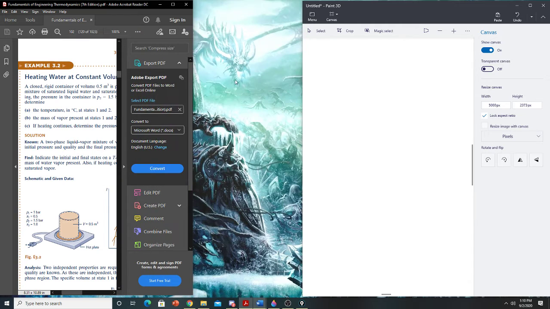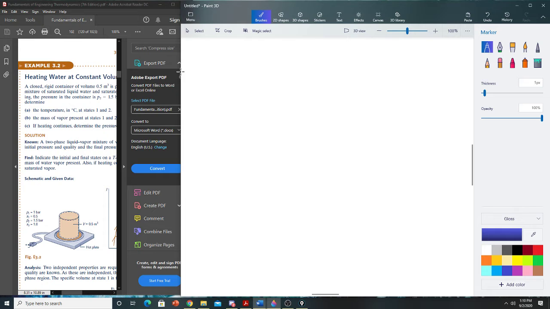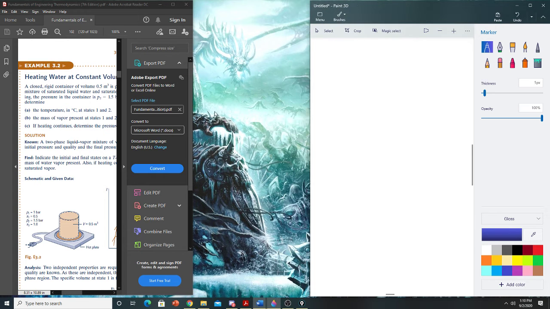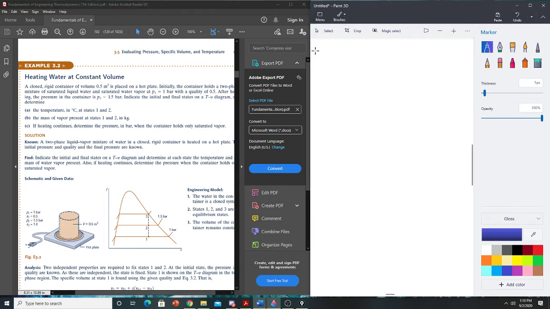Although I really need to get the brush. Yeah, live theater. So what we have so far is the following. We have volume 1 is equal to volume 2, which is equal to 0.5 meters cubed. So that is the first thing right at the start.